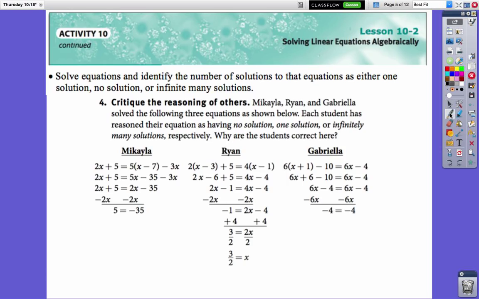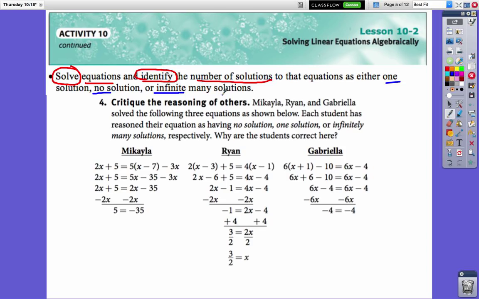Hello again, everyone. We're going to be doing more solving linear equations algebraically, but this time our learning target is we're going to be solving equations and identifying the number of solutions that the equation has. And those solutions are either going to be one solution, no solutions, or infinite solutions.